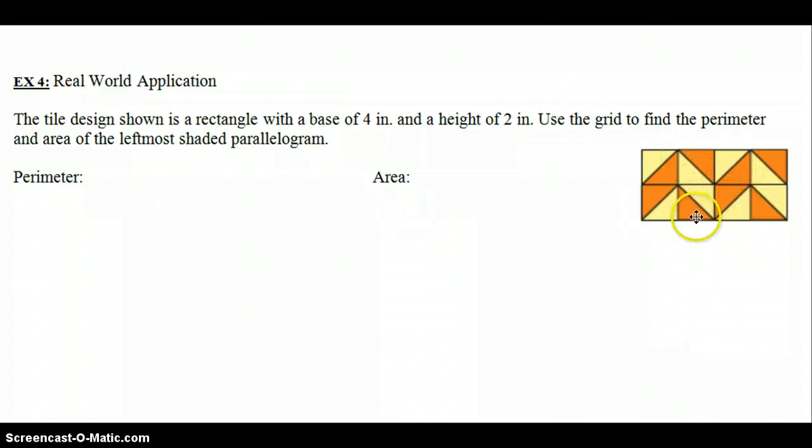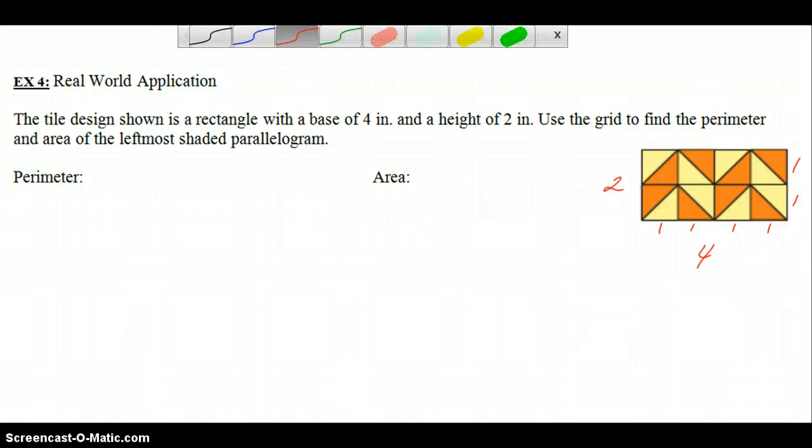So we have a tile design here made up of these different shapes, a bunch of triangles put together, and it makes a rectangle. The base of the rectangle is 4. The height of the rectangle is 2. What that tells me is that each little segment is 1 inch in length. We're going to use this grid to find the perimeter and area of the leftmost shaded region. It means I'm talking about this shaded region.